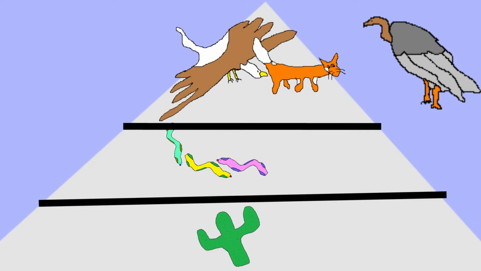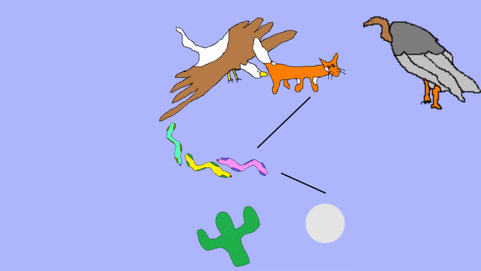Here we have the food pyramid. As you can see, the fox and the eagle are at the top. This is a food chain. The rat, which is represented by a circle, is eaten by the snake, and the snake is eaten by the fox. This is a food web. You can see that the eagle eats the snake, as does the fox, and the vulture acts as a scavenger. It can go a lot more complex, but this is the basic.